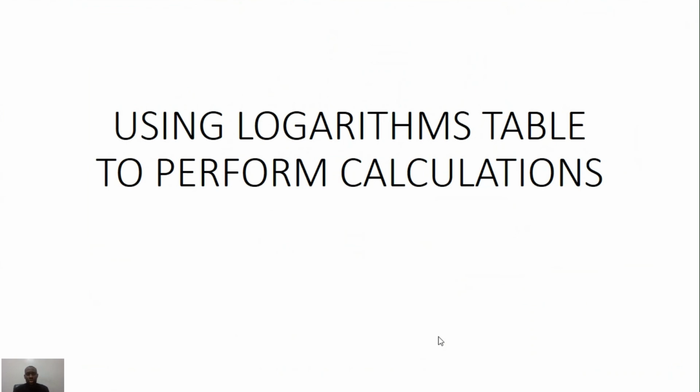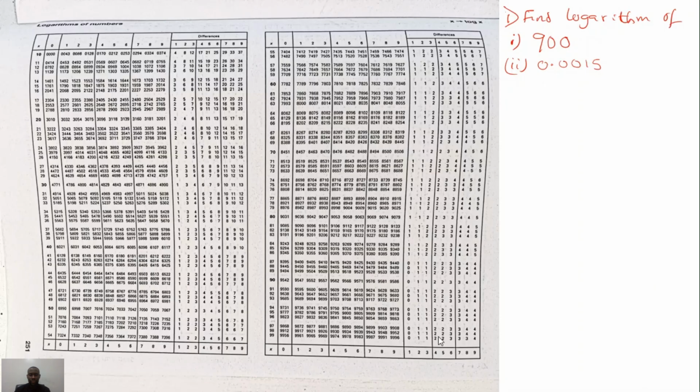In this video, we'll be using logarithm table to perform calculations. We'll start by discussing how you use logarithm table to find logarithm of a number. Okay, let's do these examples that were given.